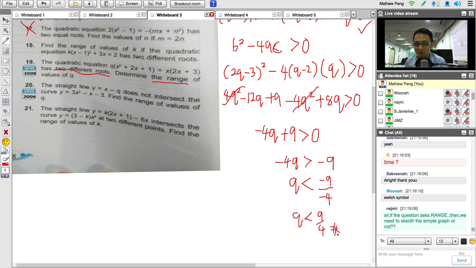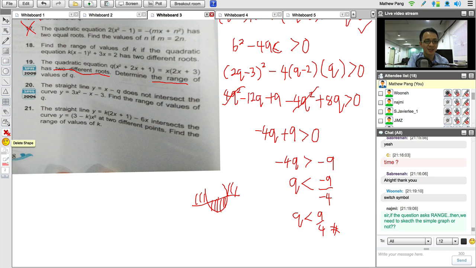Alright, if the question asks for range, then we need to sketch the graph, or not. Depends. If your range is in a quadratic, then only you need to sketch something like this. You have to find the range inside here or outside. That is when the range is in a quadratic, but this one is not quadratic because q is just power of 1. So you don't need to sketch this graph. Yes, this is the answer.